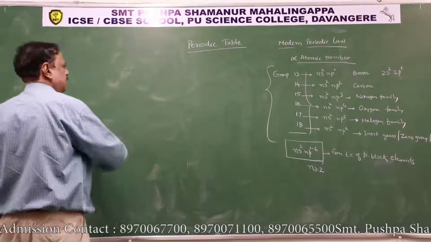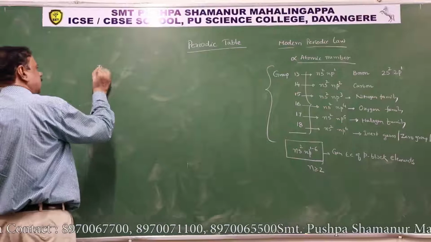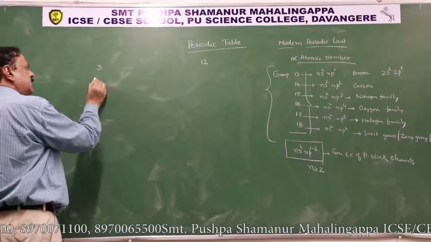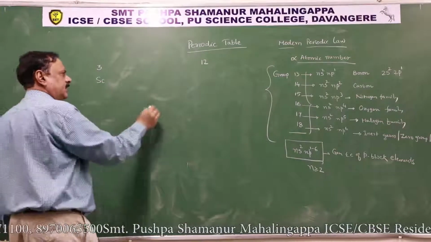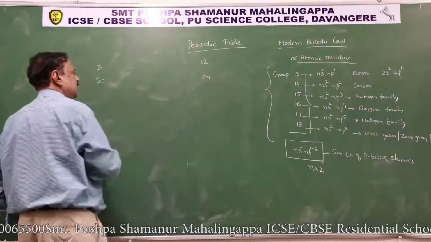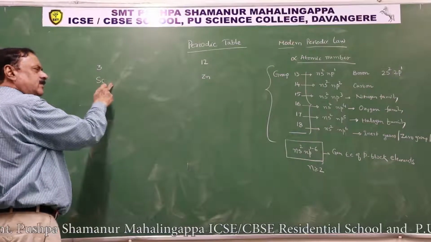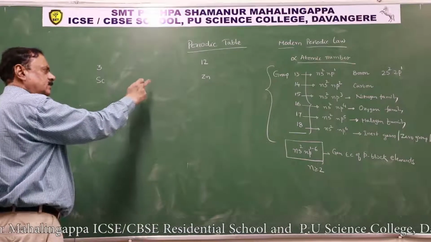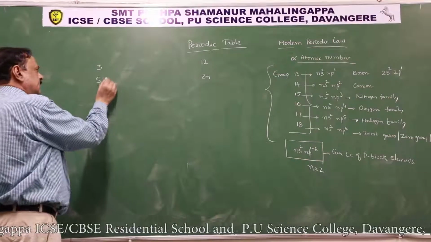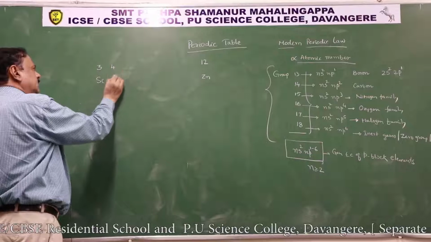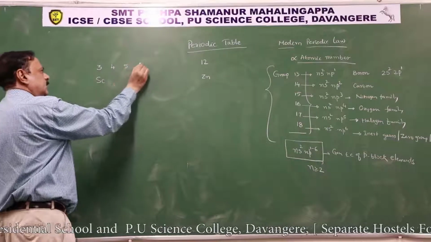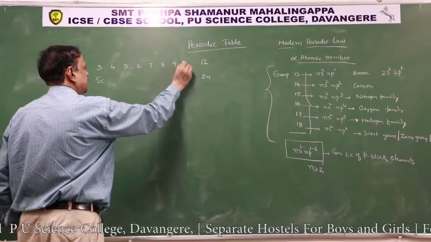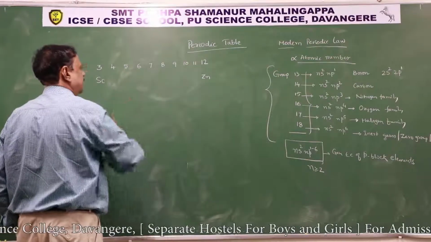Now, in between these two, in group 3 to group 12, starting from scandium and ending at zinc: scandium, titanium, vanadium, chromium, manganese, iron, cobalt, nickel, copper, zinc. Therefore, group 4, group 5, group 6, group 7, group 8, group 9, group 10, group 11.